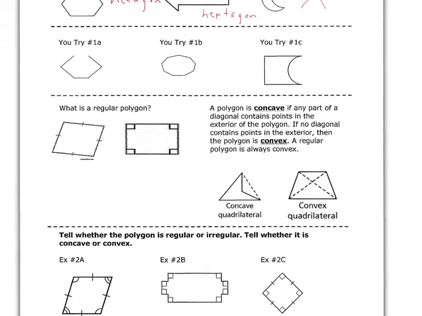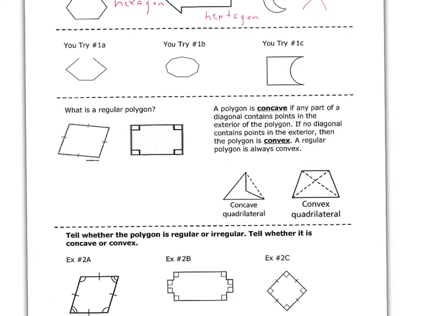Okay, the next section is called, what is a regular polygon? Okay, so a polygon is concave if any part of a diagonal contains points in the exterior of the polygon. Okay, if no diagonal contains points in the exterior, then the polygon is convex.